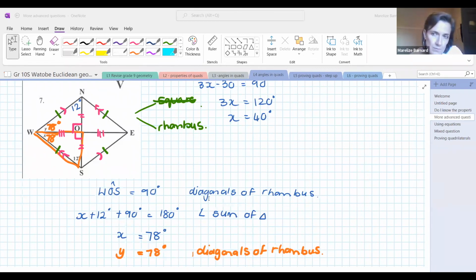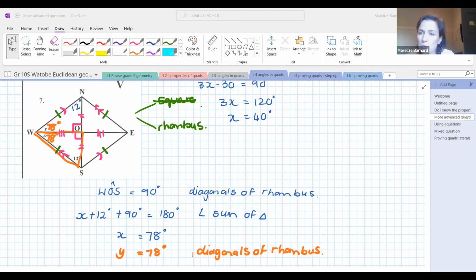Sorry, ma'am. So I wanted to ask, is it a property, can you say that opposite interior angles of an isosceles triangle are equal? No, the reason we use for an isosceles triangle is angles opposite equal sides. Oh, okay. Oh, yeah. Angles opposite equal sides.